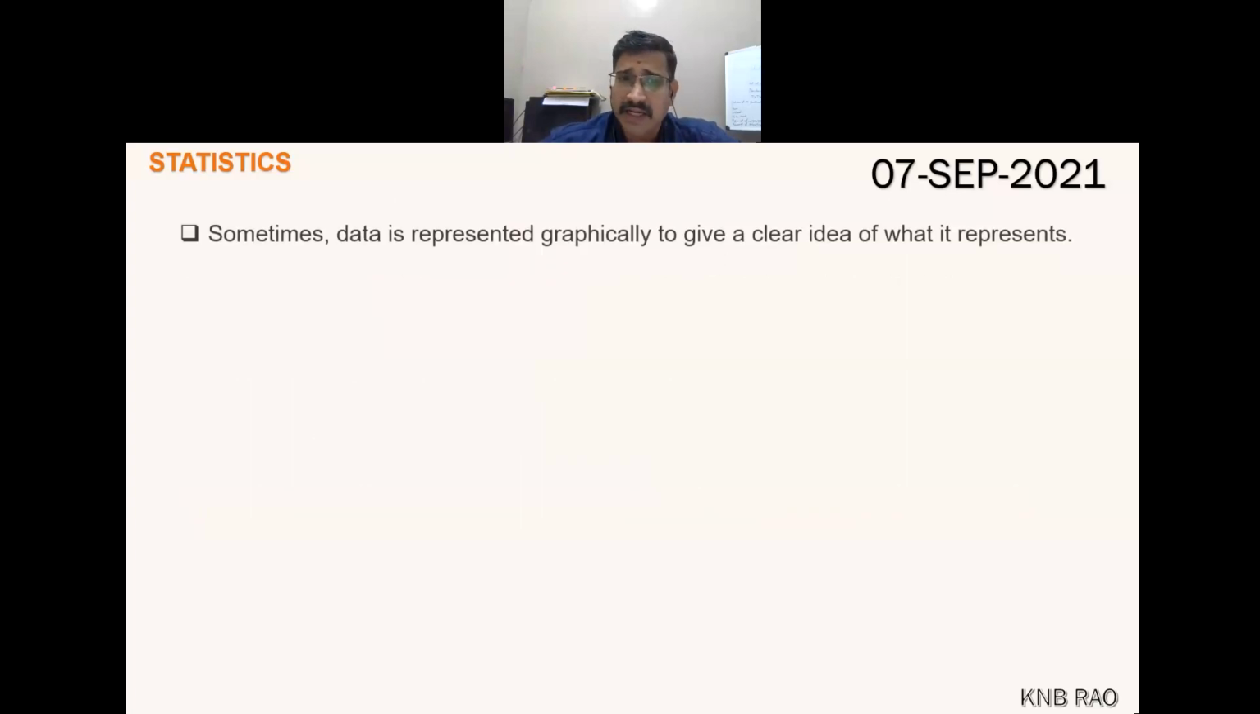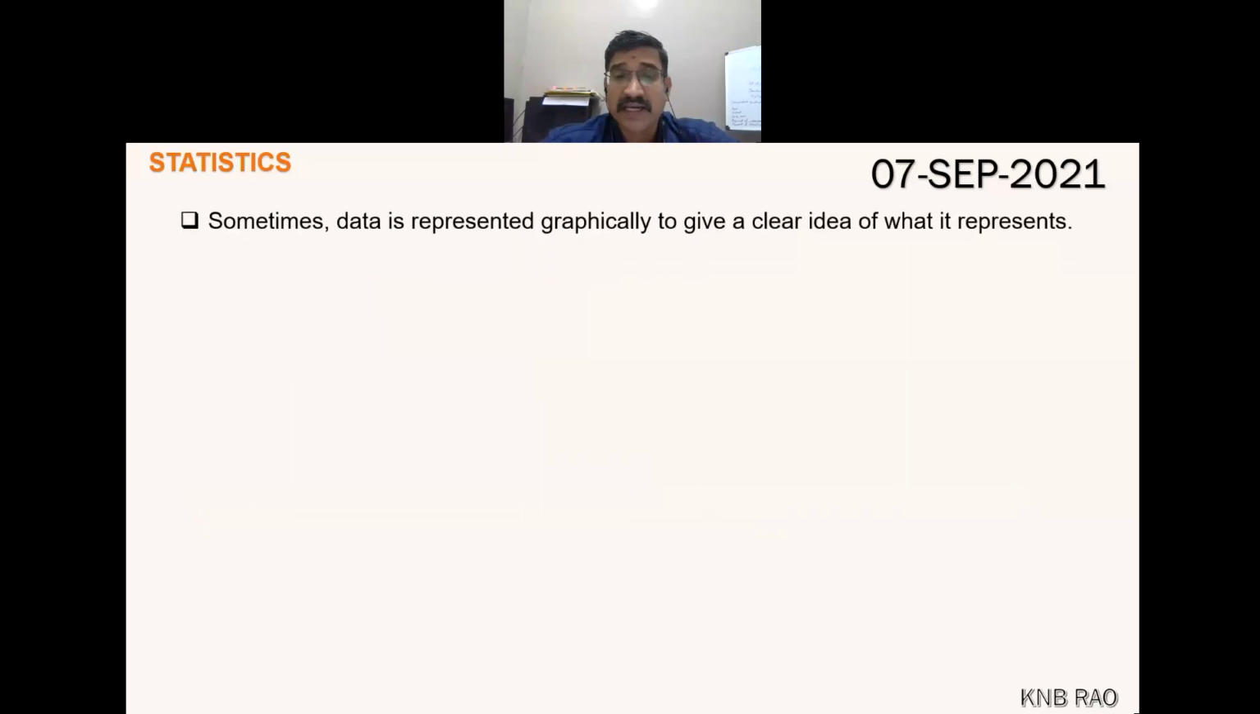Here, sometimes data is represented graphically to give a clear idea of what it is representing. Data seen numerically definitely makes us worried. But the same data given in the form of pictures, that is a graphical representation of the same numerical data, makes us a little at ease.